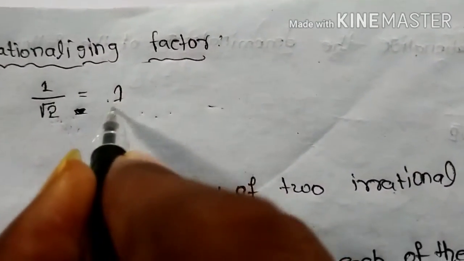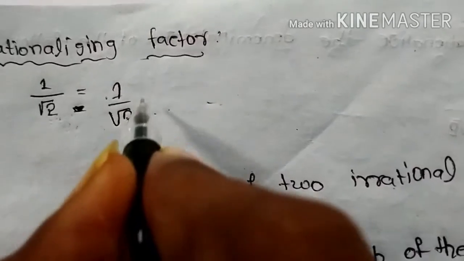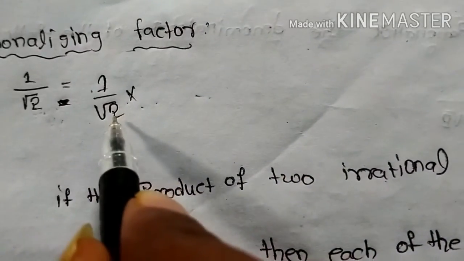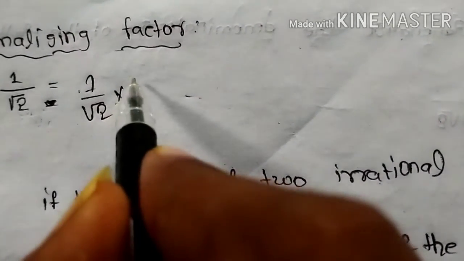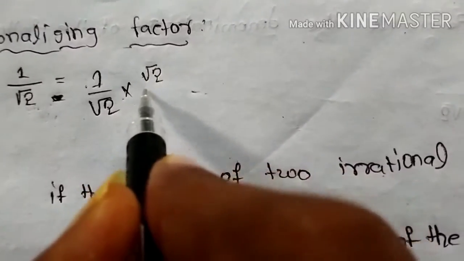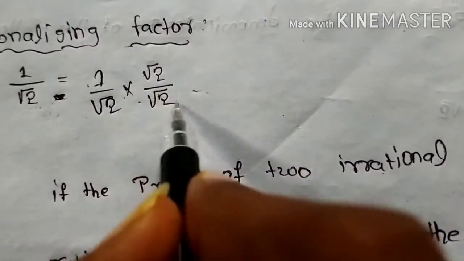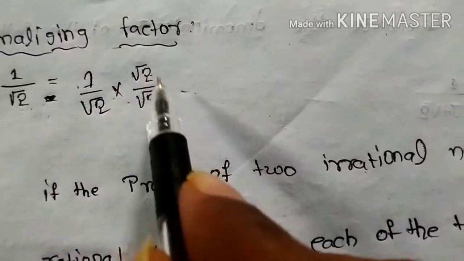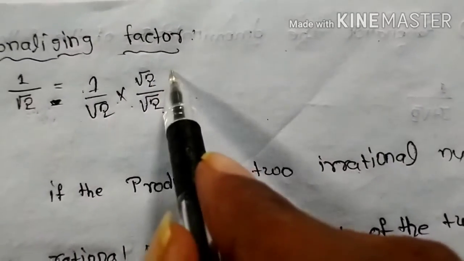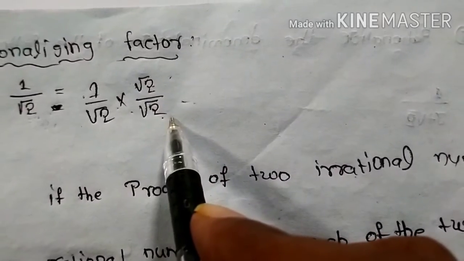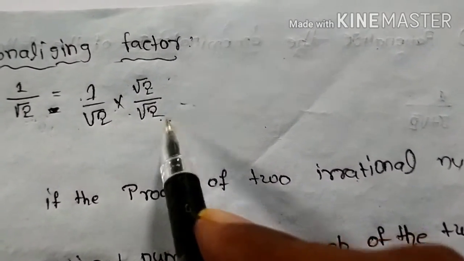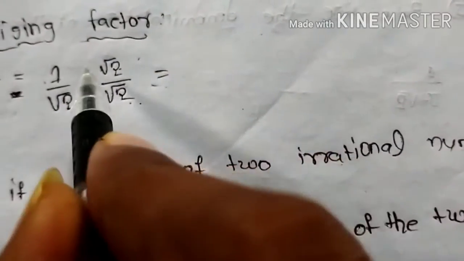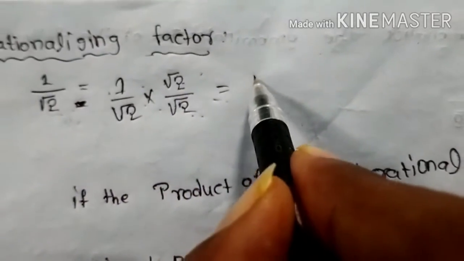We have to multiply 1 by root 2 into root 2 by root 2. Very simple. Just I am multiplying and dividing with root 2 only. If I am multiplying and dividing with the same number, the value will not change. Yes or no? Yes. So I am writing here 1 into root 2 is how much?